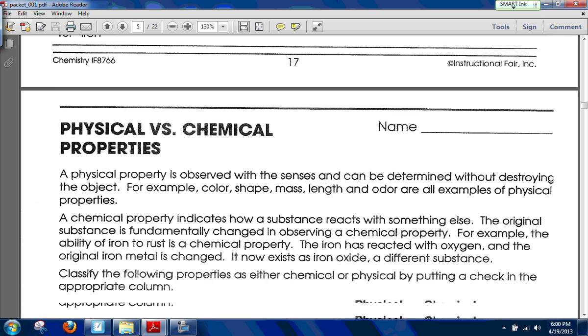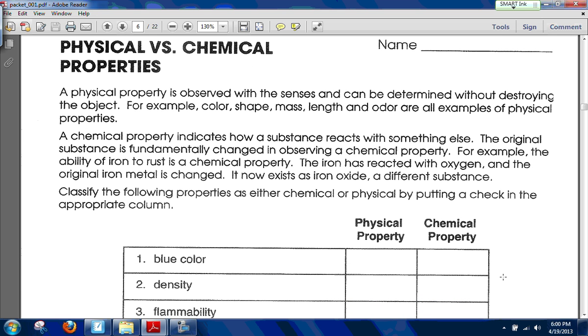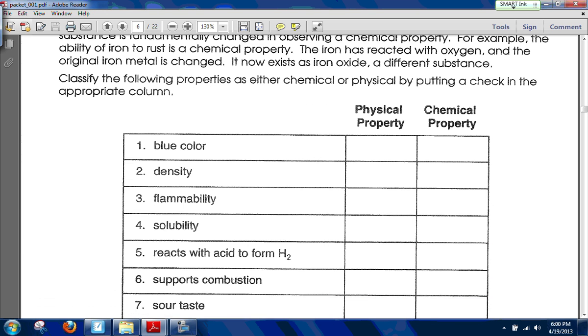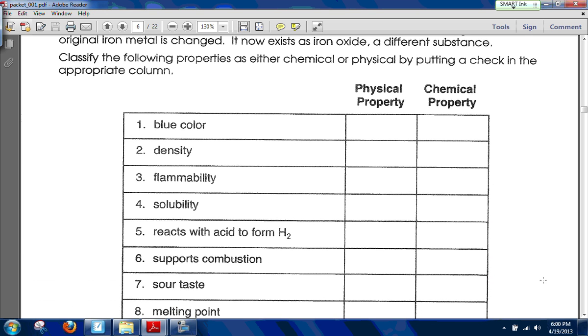Go to physical versus chemical properties. Now, a physical property is one that can be observed without changing or destroying an object. A chemical property has to have a chemical reaction take place in order to observe it. So we're going to look at just a couple different things. The color blue. If you're just looking at a color, you're not looking at it changing colors. That's just a physical property.